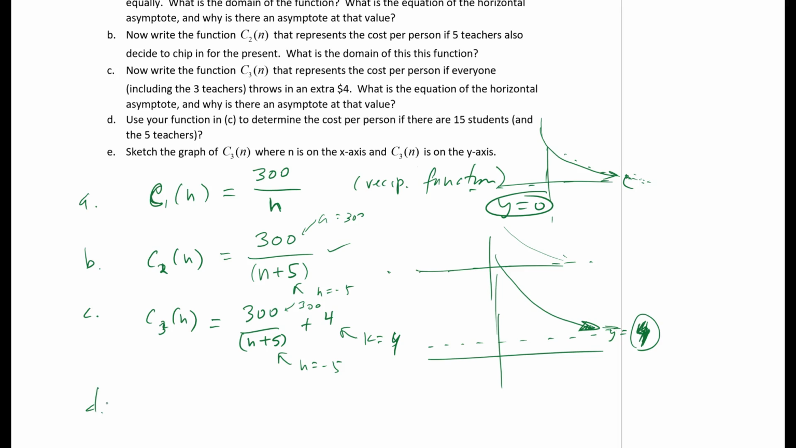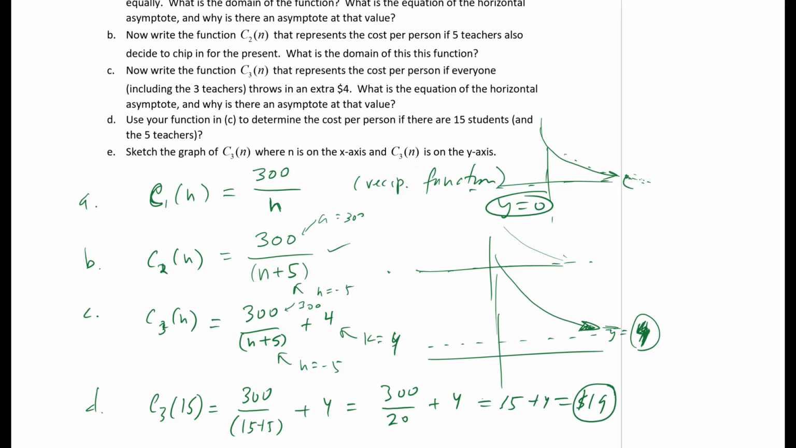And then D, use your function in C, determine the cost per person if there are 15 students and the 5 teachers. Well, C3, that just means evaluate C3 at 15. So 300 over 15 plus 5 plus 4 is going to be 300 over 20 plus 4. 300 over 20 is 15, which is $19. So if there were 15 students and everyone shares the gift plus throws $4 in, the cost per person will be 19.